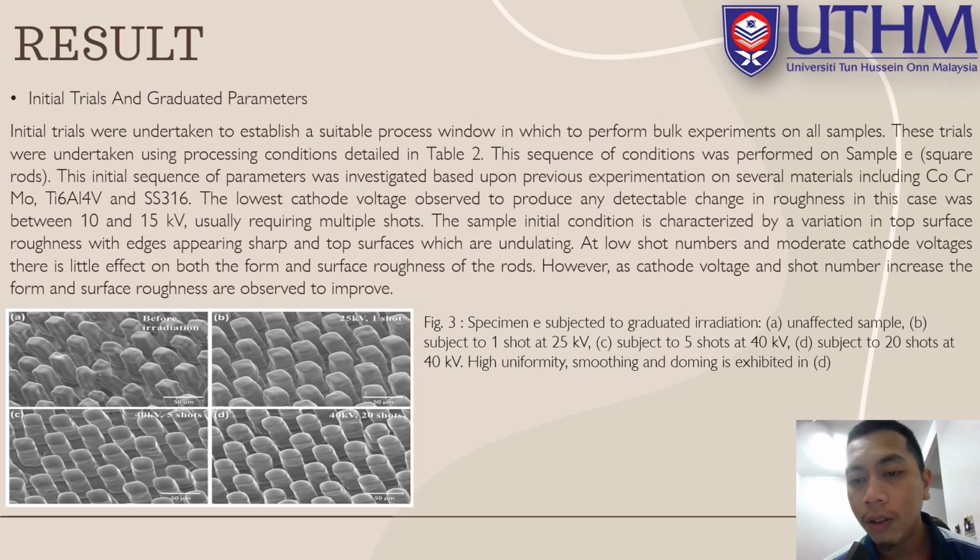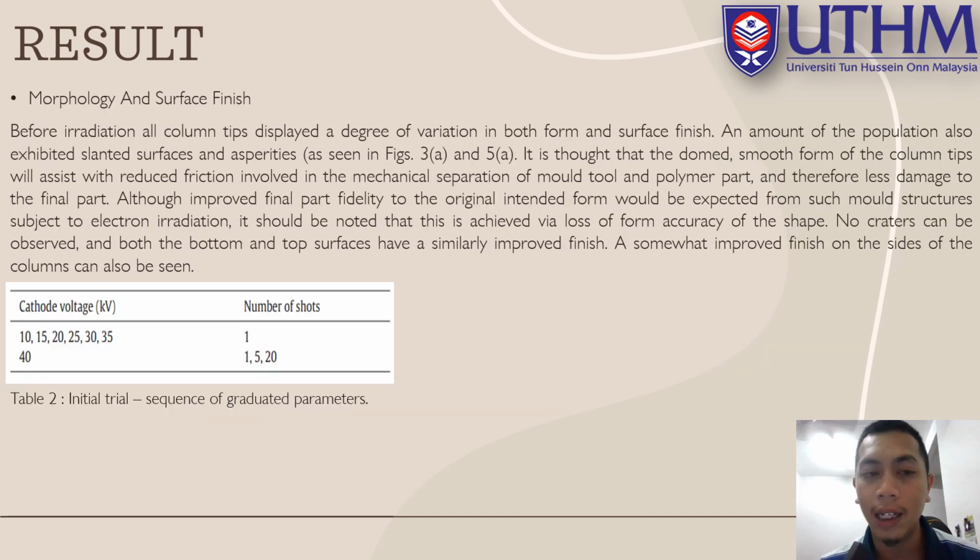However, as cathode voltage and shot number increase, the form and surface roughness are observed to improve. Figure 3. Specimen is subjected to graduated irradiation. Unaffected sample; subject to shot at 25 kV; subject to 5 shots at 40 kV; subject to 20 shots at 40 kV. High uniformity, smoothing, and doming is exhibited in D.